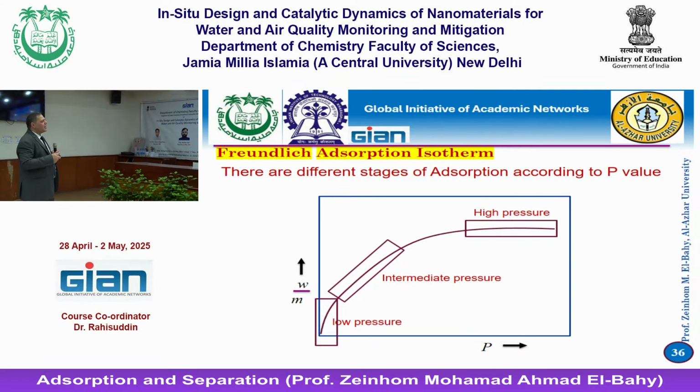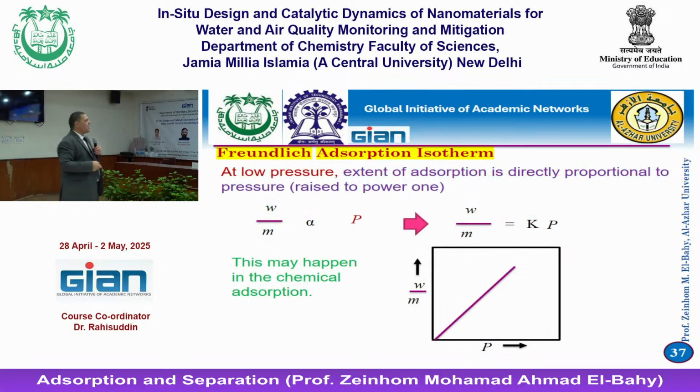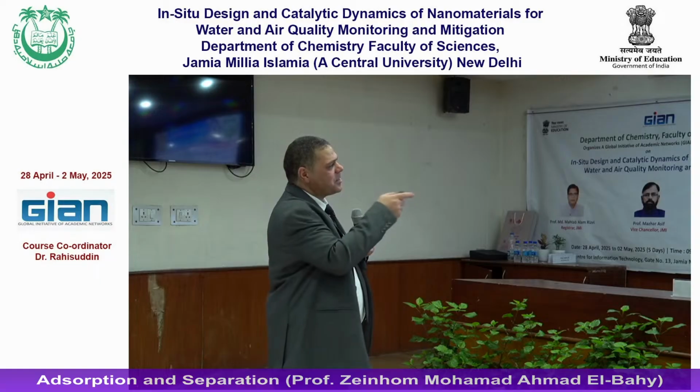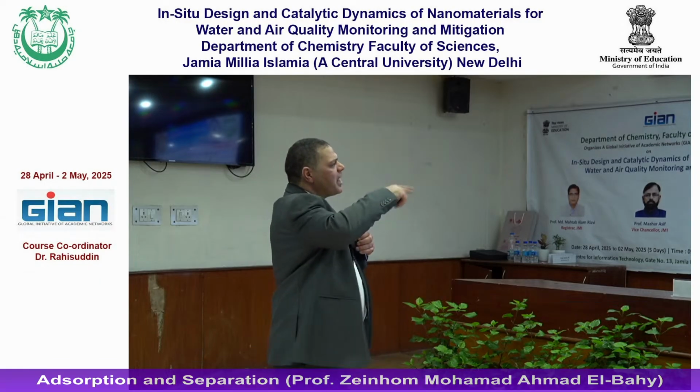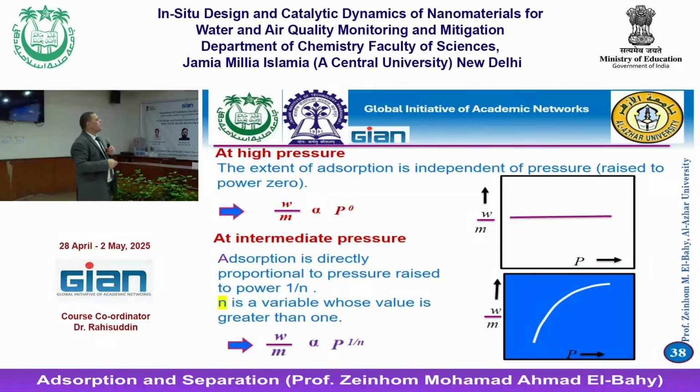In these 3 regions, at low pressure the amount absorbed depends on the pressure very fast. This may happen in chemical absorption at the beginning, very fast until it covers all the monolayer. And W over M equals K times P. At very high pressure, you can see it is like a plateau. W over M is proportional to P to the power 0. That means it doesn't depend on pressure.